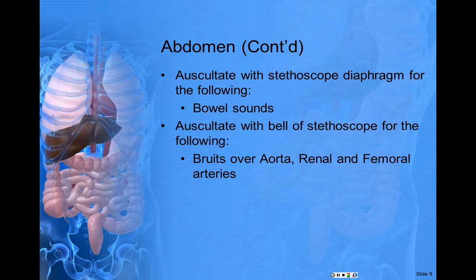But the other thing that you may not do is to auscultate using the bell of your stethoscope for bruits. So what we're going to be listening for in the abdomen is bruits over the aorta, the abdominal aorta. We're also going to be listening over the renal arteries and the femoral arteries, or the iliac arteries. So making sure that you auscultate in those sites using the bell of your stethoscope.